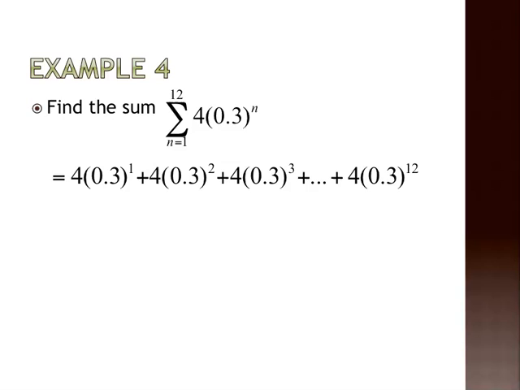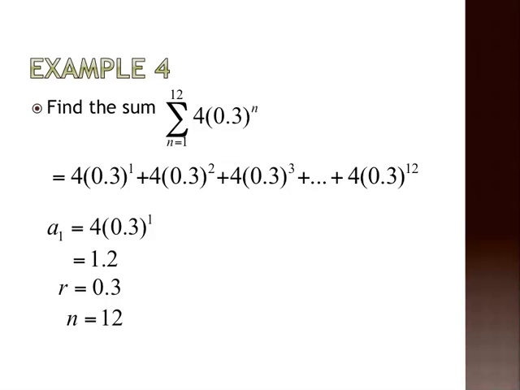What we can do, though, is we can say, well, I can easily find the first term. That's 1.2. What's r? What am I multiplying by to get to the next term? I'm multiplying by 0.3. So r is equal to 0.3. And we're summing up the first 12 terms. So n is equal to 12.